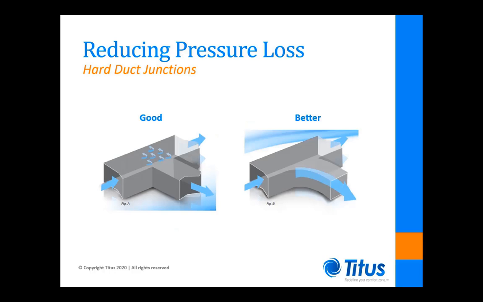Attention should also be given to junctions and branches. The junction on the right is referred to in the ASHRAE duct fitting database as a smooth radius Y. This has a significantly lower loss coefficient than the junction on the left.